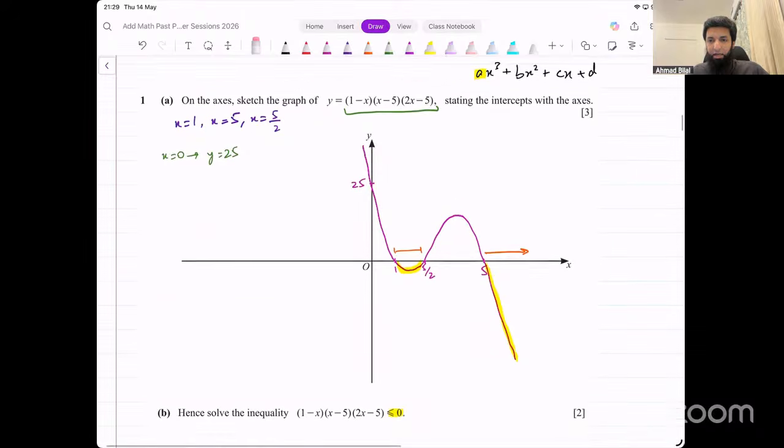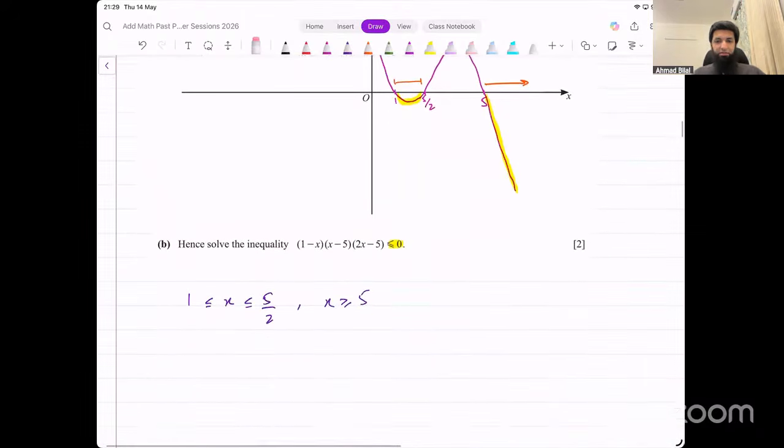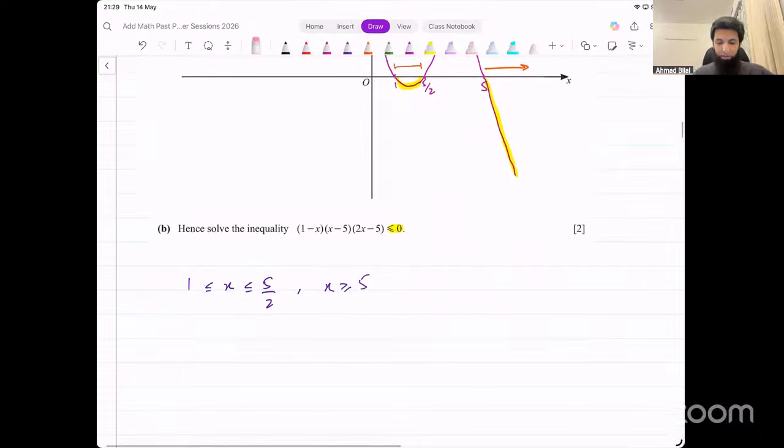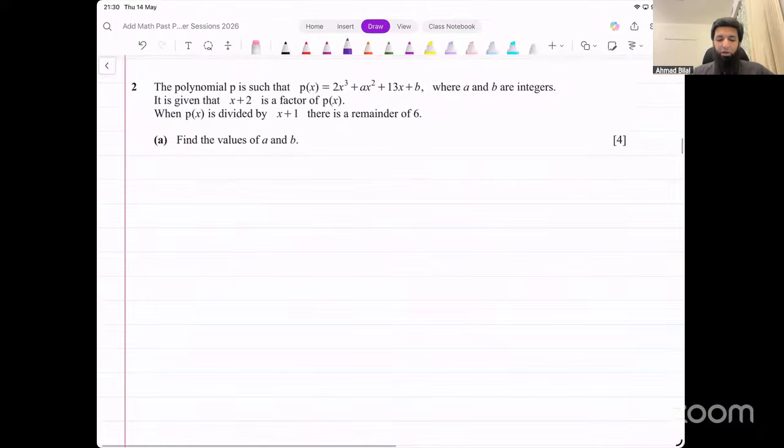Okay. Let's move on. That's the solution of the inequality. Okay, if you have any questions, do make sure to post them there. Let's move on to the next one now. The polynomial p is such that p.